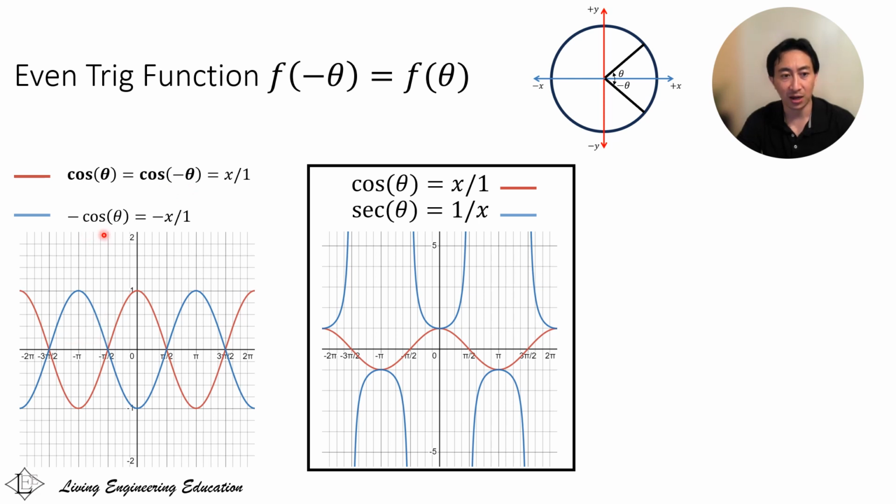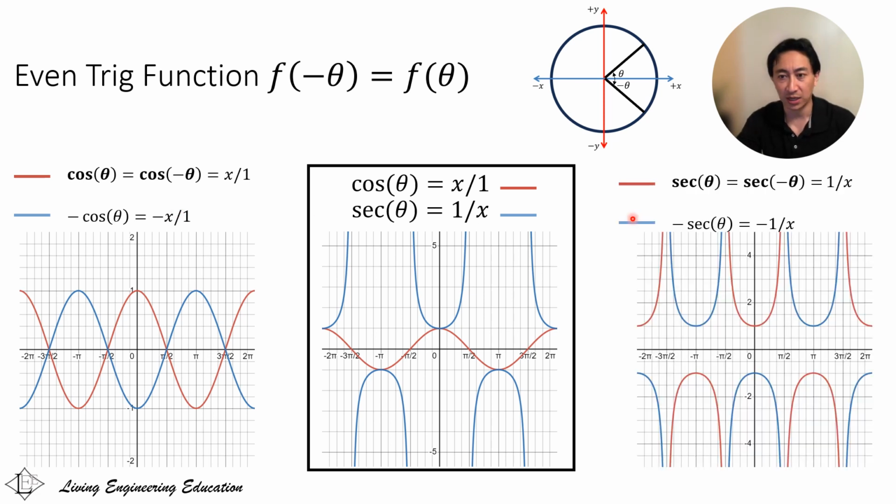If I just said negative cosine theta, I would take my red graph, that cosine theta term, and fold it across the x-axis, and that's what's shown in blue. That's negative cosine theta, which is represented as a negative x over 1. Because that is not equal to cosine negative theta, we have an even trig function. Similarly, we have secant theta equal to secant negative theta, because it's just the reciprocal of cosine, and negative secant theta is shown as not equal to secant negative theta. So it's definitely not an odd trig function. This is also an even trig function.